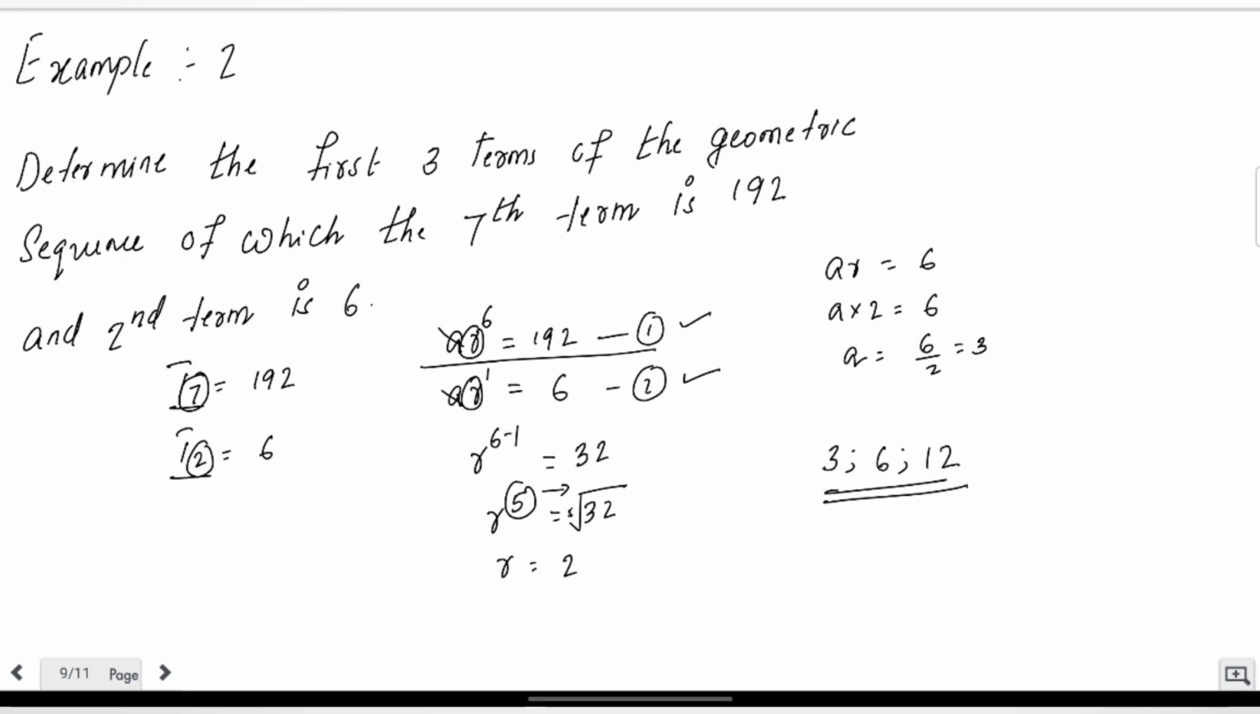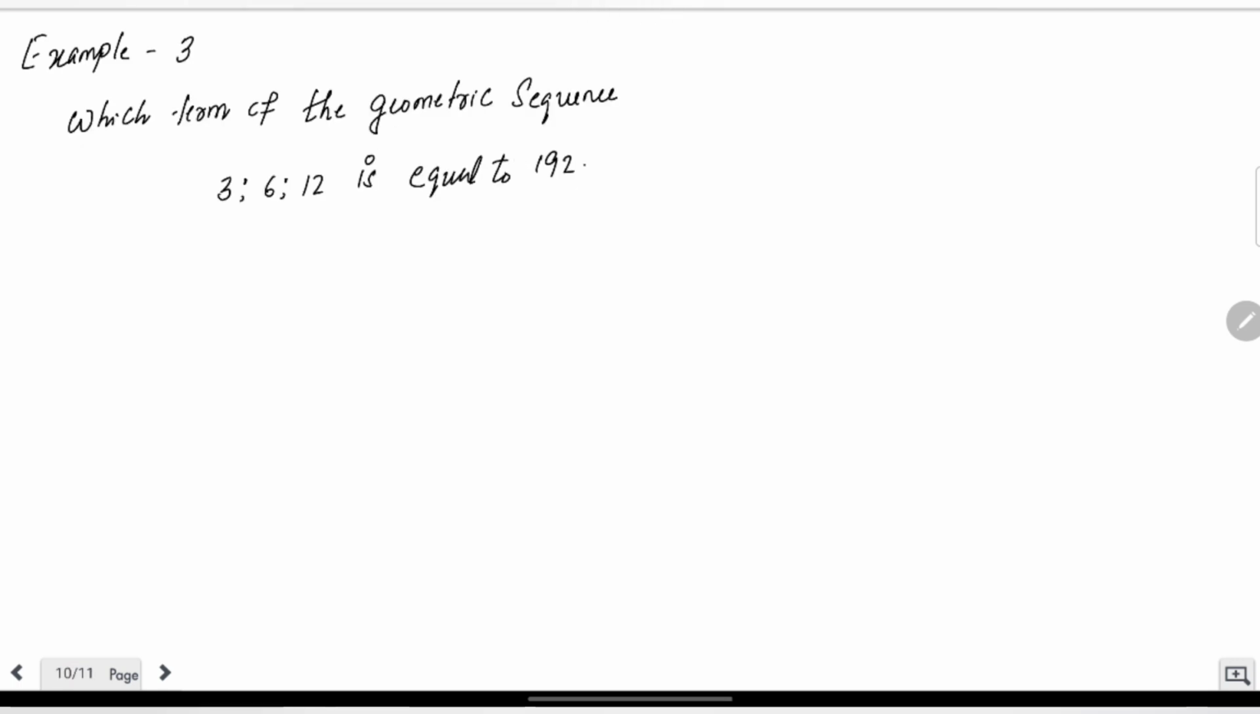All right, let's go to the next example. All right, now coming to example number 3. Which term of the geometric sequence 3, 6, 12 is equal to 192? In fact, the very same pattern we got in the previous example, isn't it? So things are very easy.